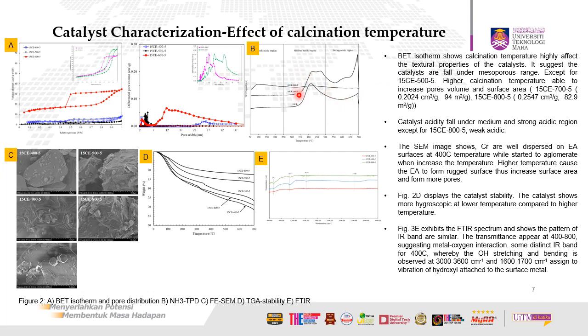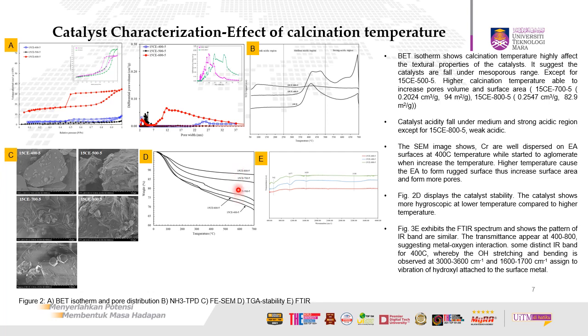Figure 2b shows that the acidity of the catalyst also has been modified by changing the calcination temperature. As we can see, most of the catalysts fall under the acidic, medium and strong acidic region. However, at the highest calcination temperature of 800 degrees C, it reduced the acidity of the catalyst and fell into the weak acidic region.